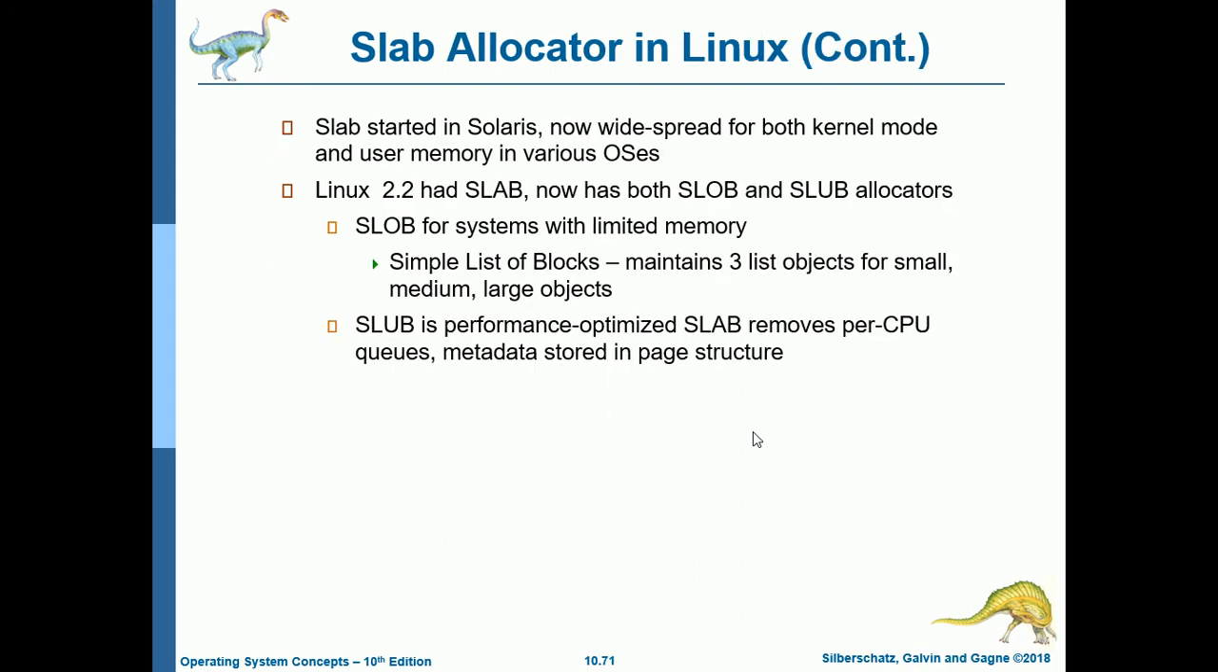Slab started in Solaris and is now widespread for both kernel mode and user memory in various operating systems. Linux 2.2 had slab, and now has both SLOB and SLUB allocators. SLOB is for systems with limited memory, a simple list of blocks. It maintains 3 list objects for small, medium, and large objects. SLUB is a performance-optimized slab, which removes per-CPU queues and stores metadata in the page structure.